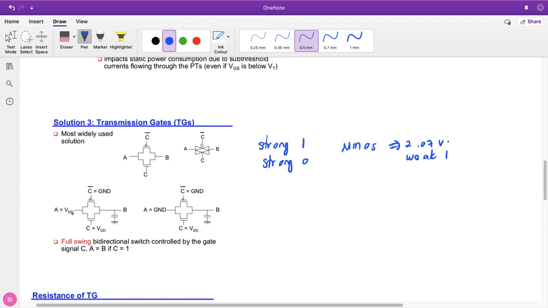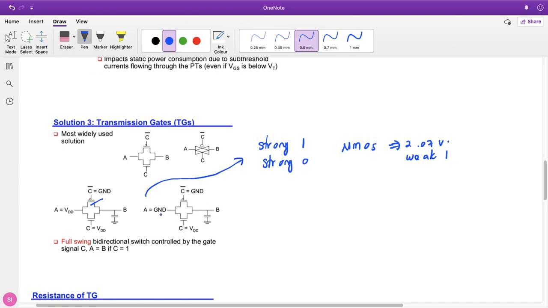Whenever A is VDD, C bar is equal to ground, so this PMOS is active, then C is equal to VDD. It will provide a strong 1 because when the gate input for the PMOS is 0, it will provide a strong 1. So this example will give you a strong 1, instead of using an NMOS pass transistor, which only provides a weak 1.